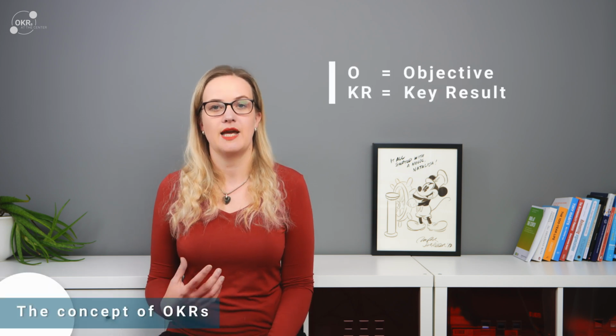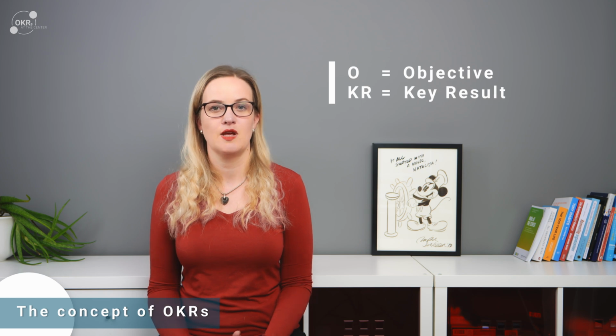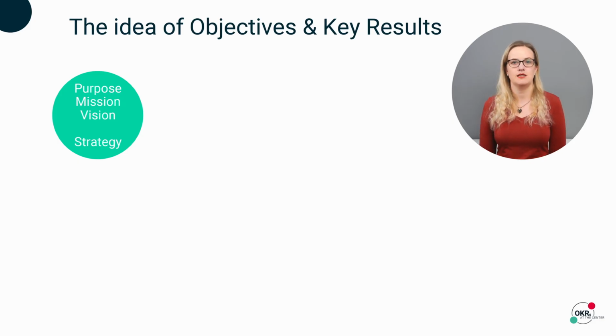OKR. That's short for Objective and Key Result. What is this concept about? Well, in most companies, they have established long-term goals that can be shown through a purpose statement, a vision, a mission, a long strategy document, or something alike. So anything that gives a clear indication of what the long-term direction is meant to be.